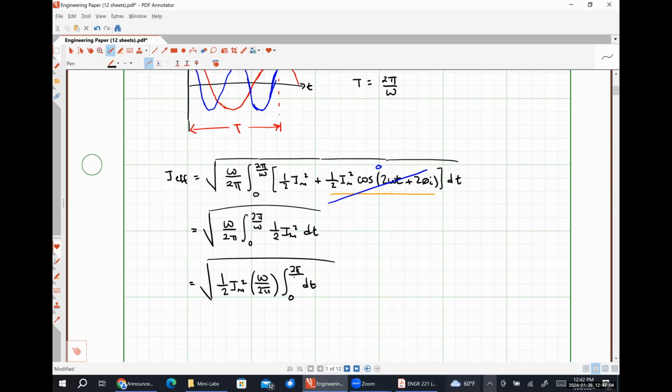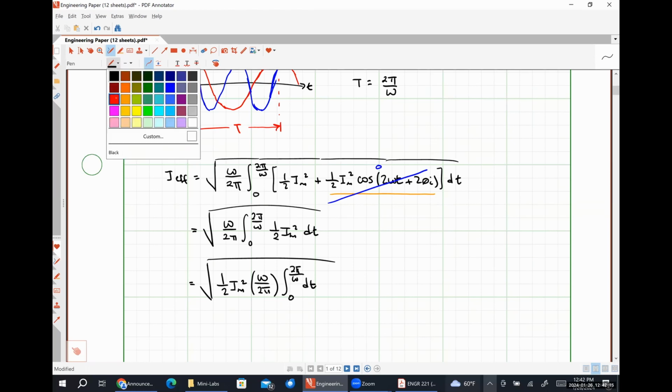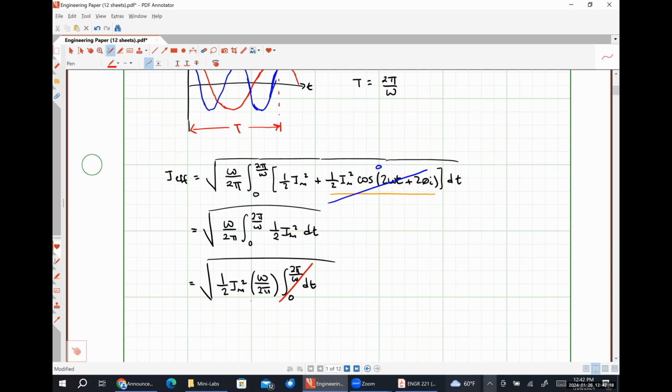Sorry, 2 pi over omega dt. Well, the integral of dt from 0 to 2 pi over omega is literally just going to be 2 pi over omega. So this integral and this fraction right here wind up canceling each other out. And so what we see is that the effective value of our sinusoidal waveform is going to be the magnitude of our current divided by the square root of 2.